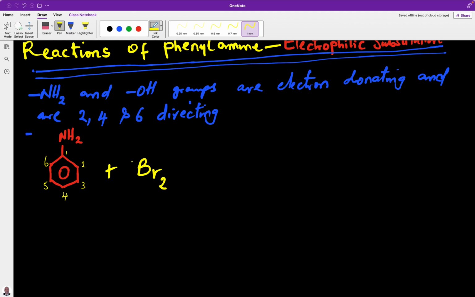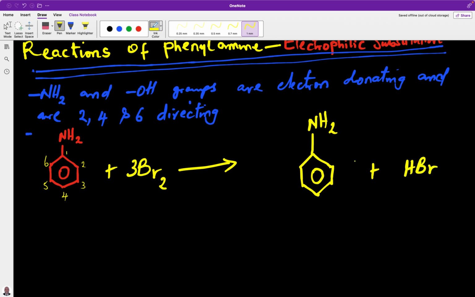Yeah, let me put this. This is what is going to happen. We will have, and in that case, they are going to substitute the hydrogens here. The hydrogen here, the second position. On the second position, we will have it here. On the fourth position, we will have it here. And on the sixth position, this is what we'll have there. So these are the products that we are going to have as a result of this.